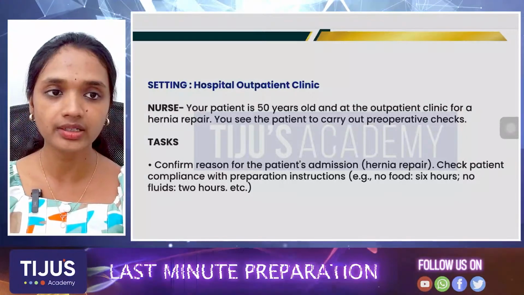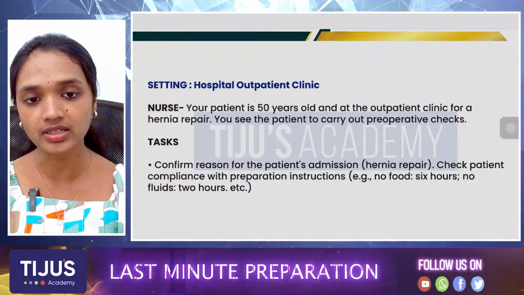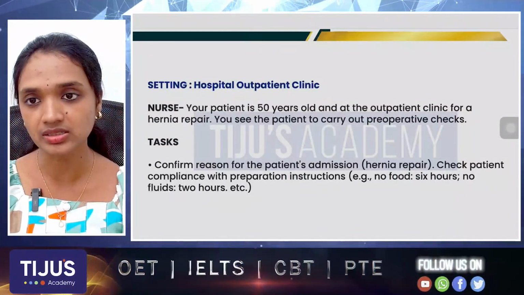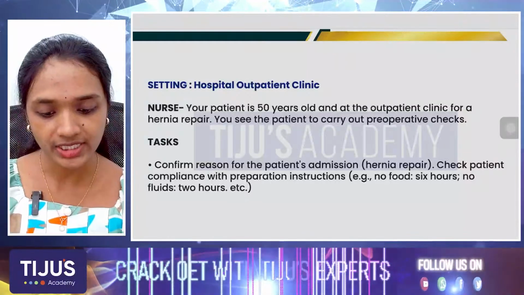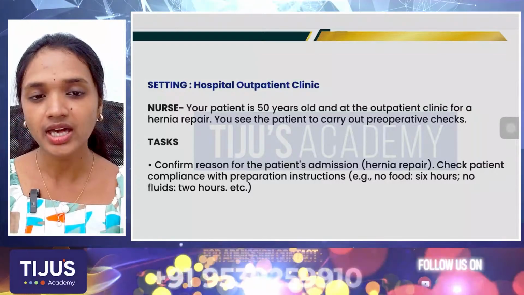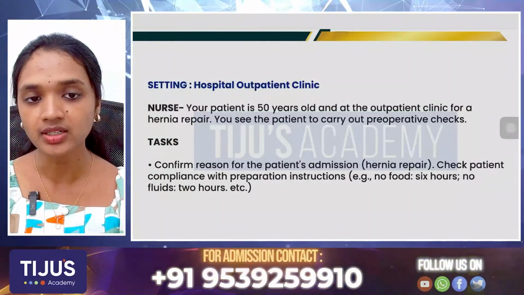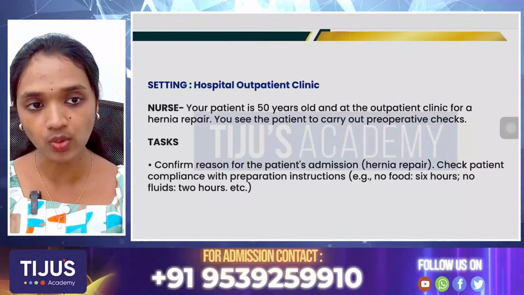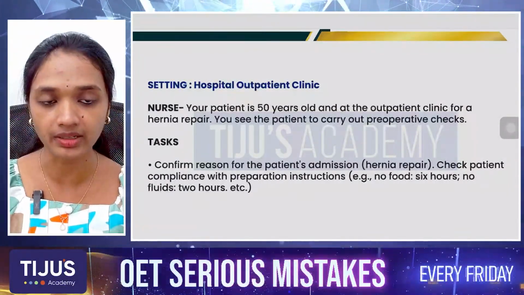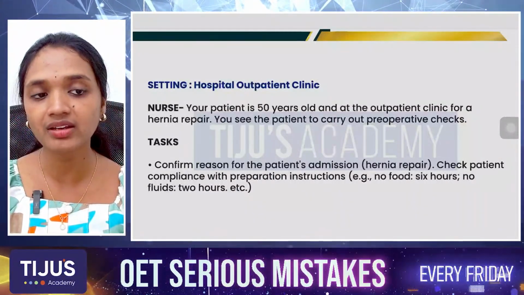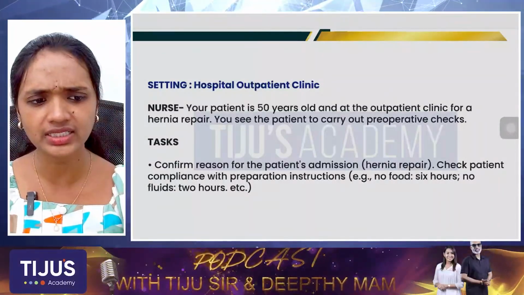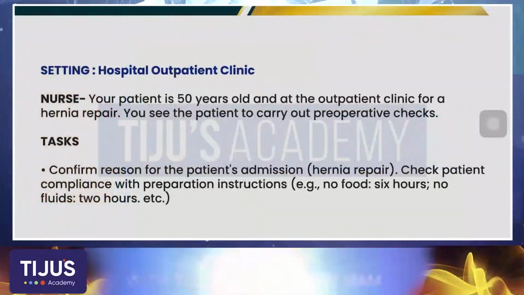As the role play card proceeds, you will understand where we should actually ask a concern. So we are proceeding here. The setting given here is a hospital outpatient clinic, and in the scenario it's mentioned that your patient is 50 years old and at the outpatient clinic for a hernia repair. You see the patient to carry out the pre-operative checks. Alright, I hope you got clarity on what our role play card is.